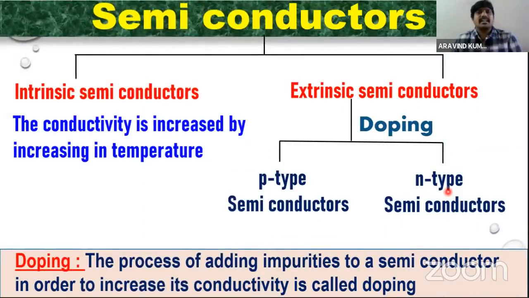Let us see that. Now, children, we need to learn about semiconductors. Semiconductors are divided into two parts. Before I go to the semiconductors, here a word I am able to see: doping. I have to explain that doping. Doping is a process of adding impurities to a semiconductor in order to increase its conductivity.